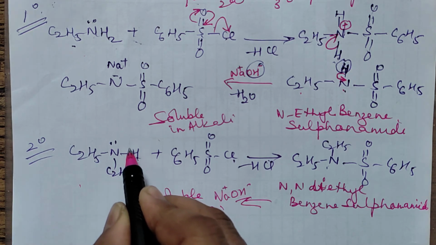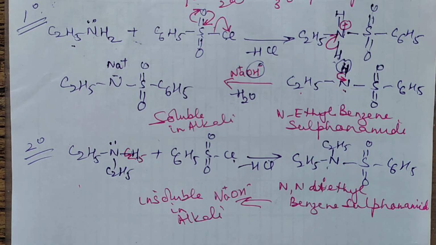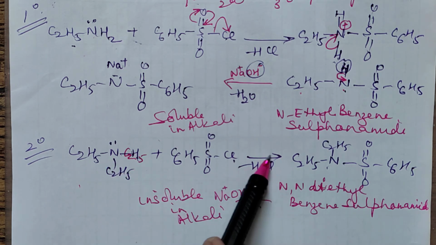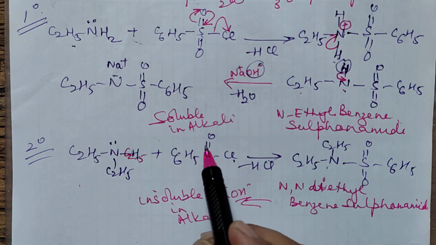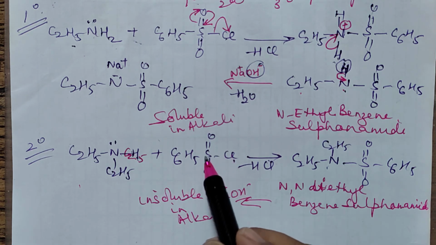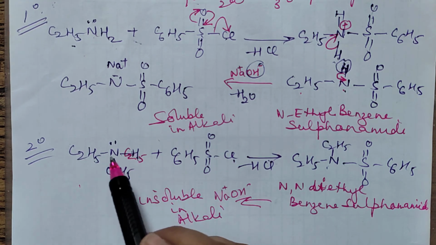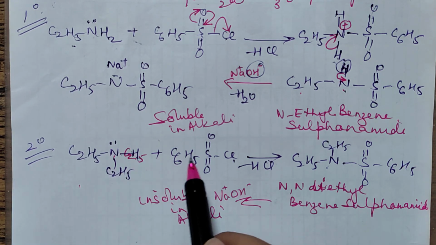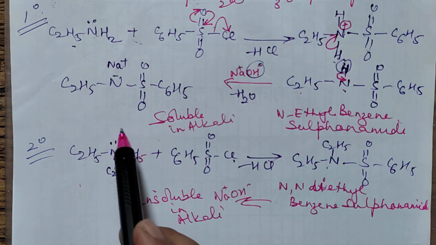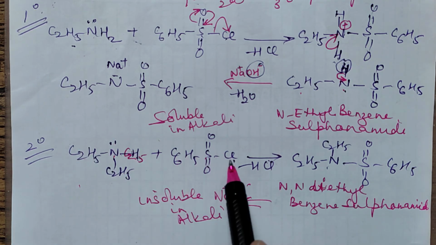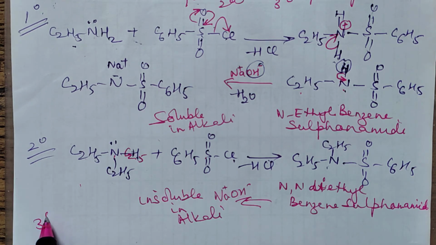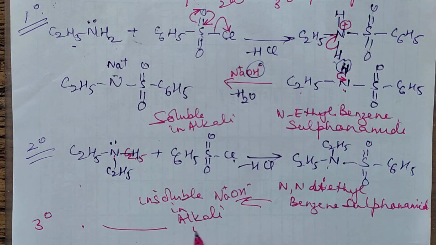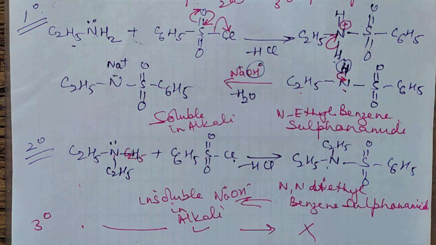Then instead of this H, there will also be C2H5. C2H5 means there will be no HCl coming out. This is going to pull electrons toward itself, fine, but there will be 3 alkyl groups attached here. This will not form a stable compound with this. So in case I am using tertiary amine reacting with benzene sulfonyl chloride, there will be no reaction. So you will write, if you are using 3-degree amines with benzene sulfonyl chloride, there will be no reaction. The distinction is clear.